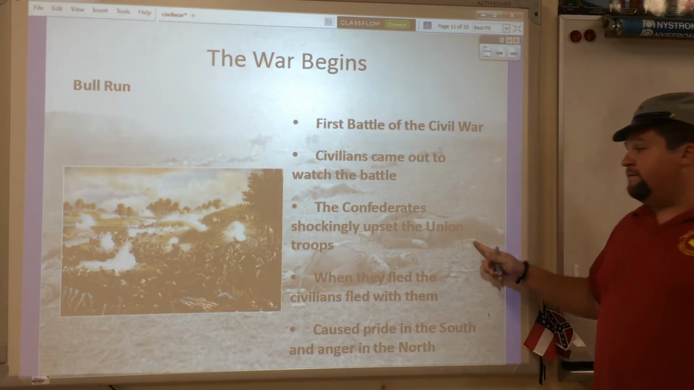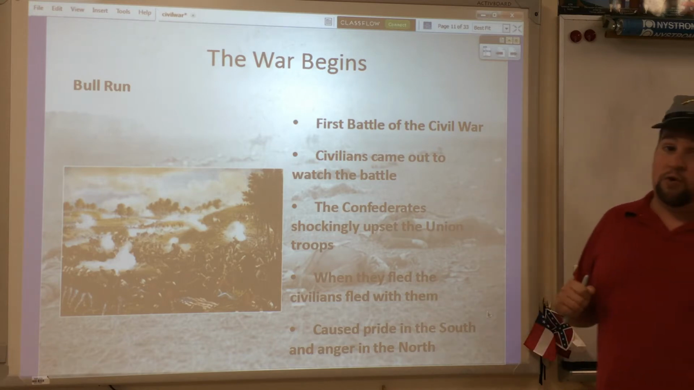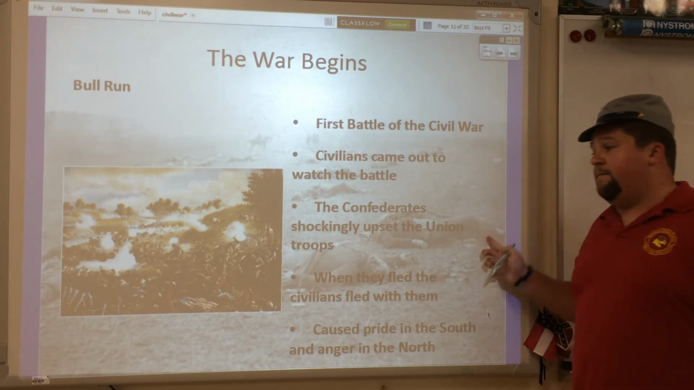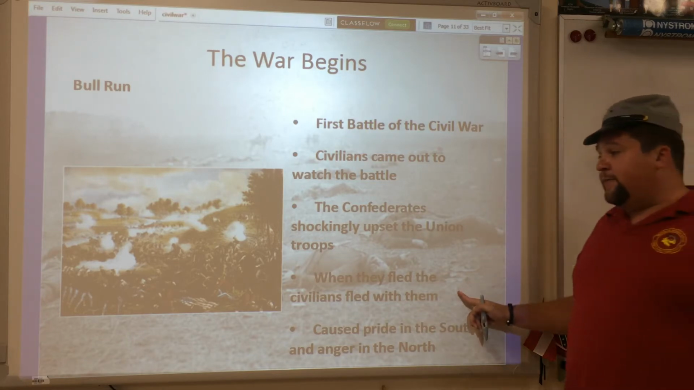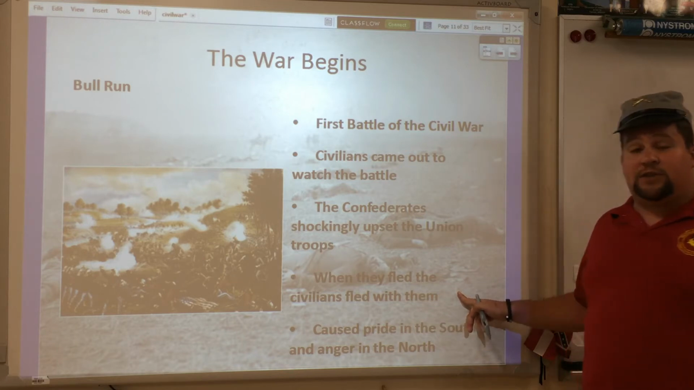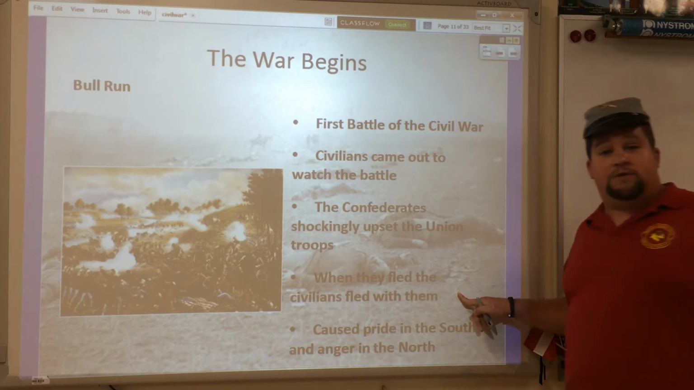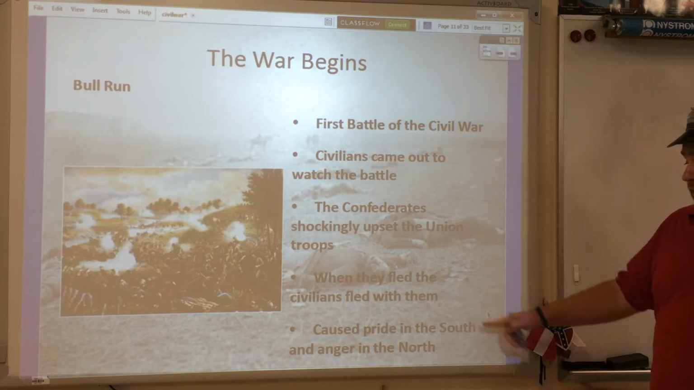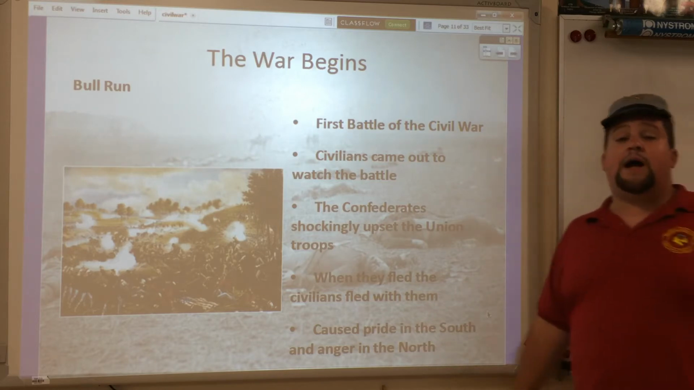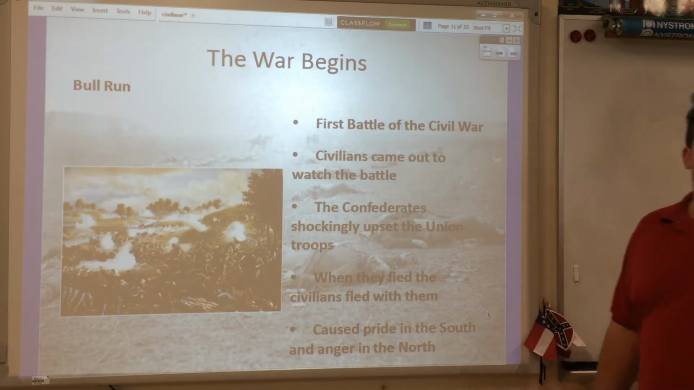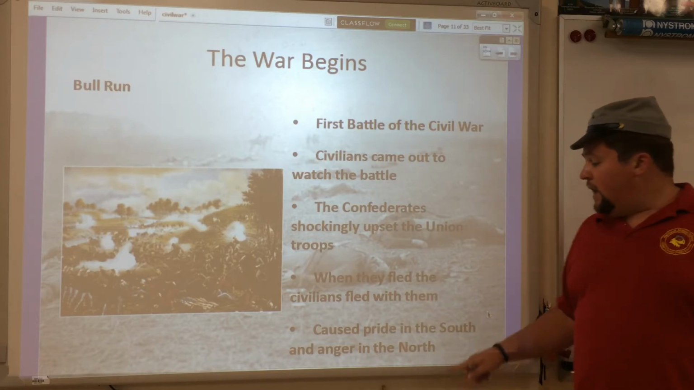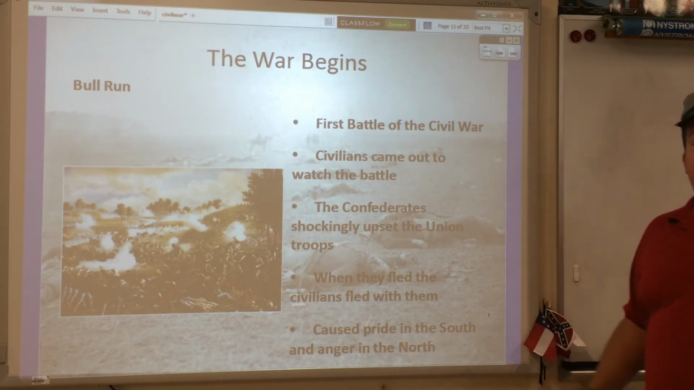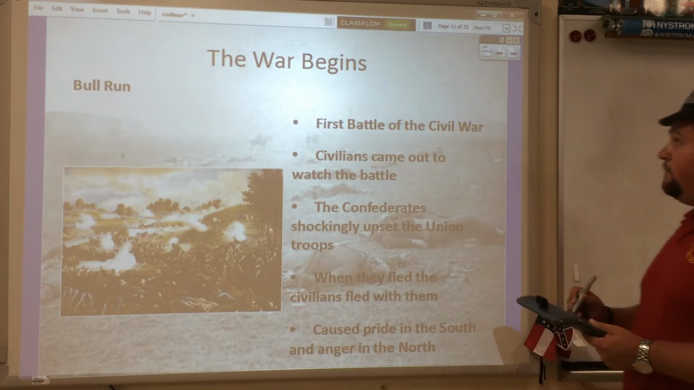But what they don't realize is the Confederates had a lot of troops, a lot more than the North anticipated, right? And so the Confederates actually end up with the upset, and they beat the Union troops. When the Union troops fled, they kind of form a little stampede and run over those people who came out for their nice picnic. So the civilians fled with them. This causes pride in the South. Look, we won. We're going to win this war. The North doesn't know what hit them. And the North just gets angry and calls on more troops and more rallying behind this war.